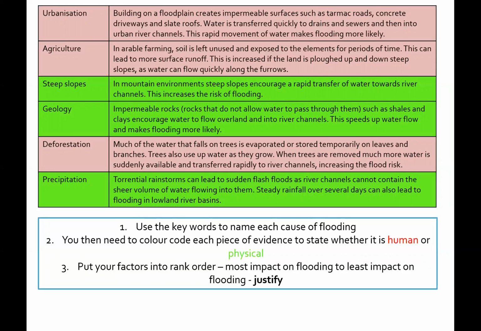Next, you've got deforestation, so chopping down trees. That's a human factor. Although we're altering a natural thing, we're chopping down vegetation, which is natural, it's humans that are chopping it down. So that's why it's a human action.